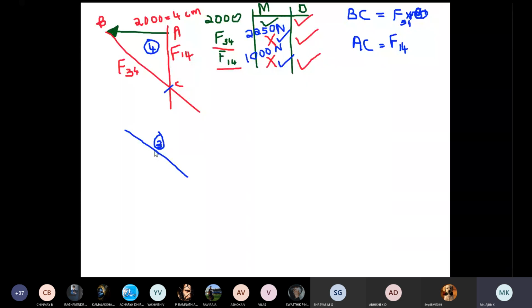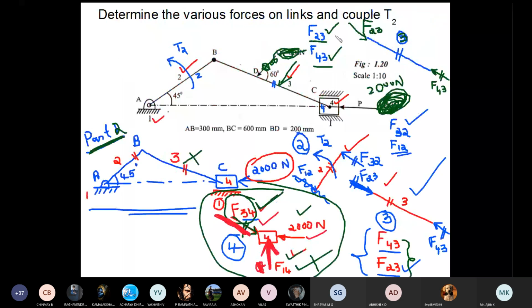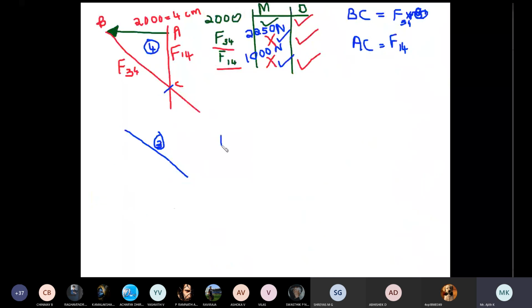Now we'll move to link number 3. Which are the forces acting on link number 3? You can refer to the previous diagram. Link number 3, if you consider, has two forces, F23 and F43. Since there are only two forces, I cannot construct a polygon for this one. For constructing a force polygon, I need a minimum of 3 forces. Since there are only 2 forces, I cannot construct one force polygon here.